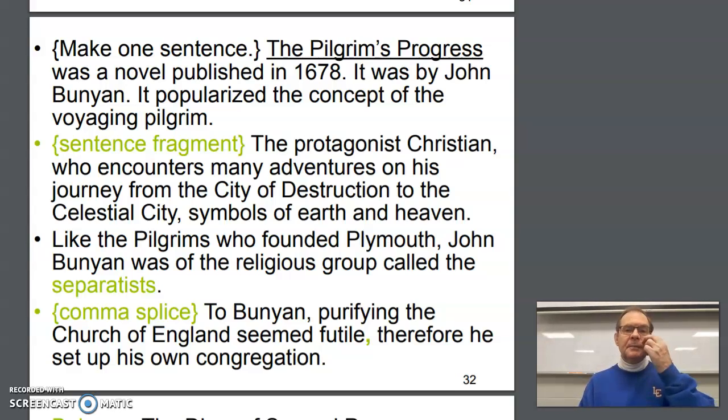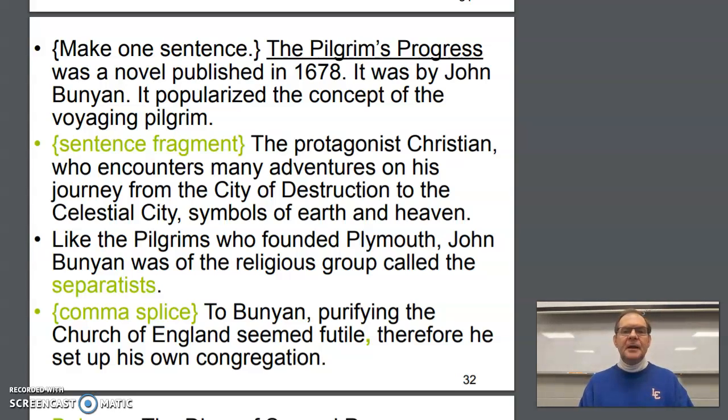Sentence fragment in the next one. The protagonist Christian, who encounters many adventures on his journey from the city of destruction to the celestial city, symbols of earth and heaven, did what? They forgot the rest of the sentence because their modifying clause in the middle was so long. That's enough information there. So let's transform it into a good sentence. And you can do it very, very simply by omitting comma, who. The protagonist Christian encounters many adventures and so forth, and you end up with a good sentence.